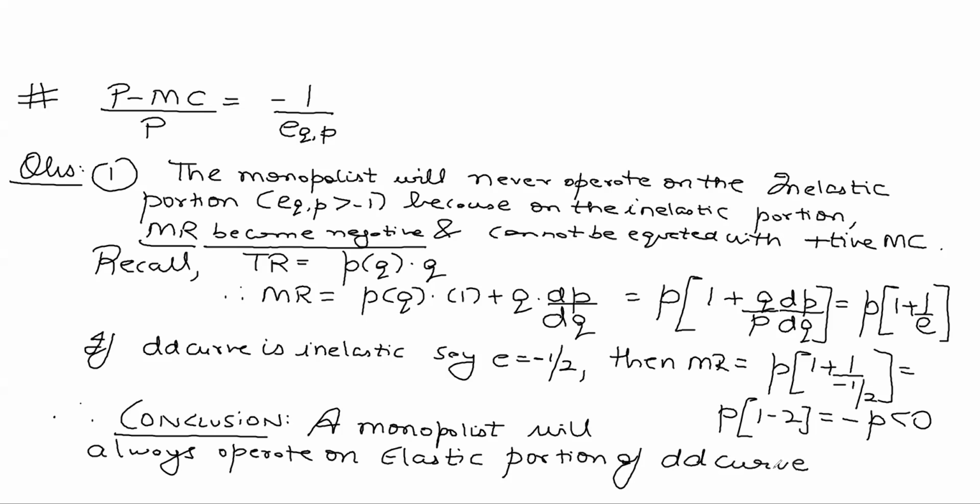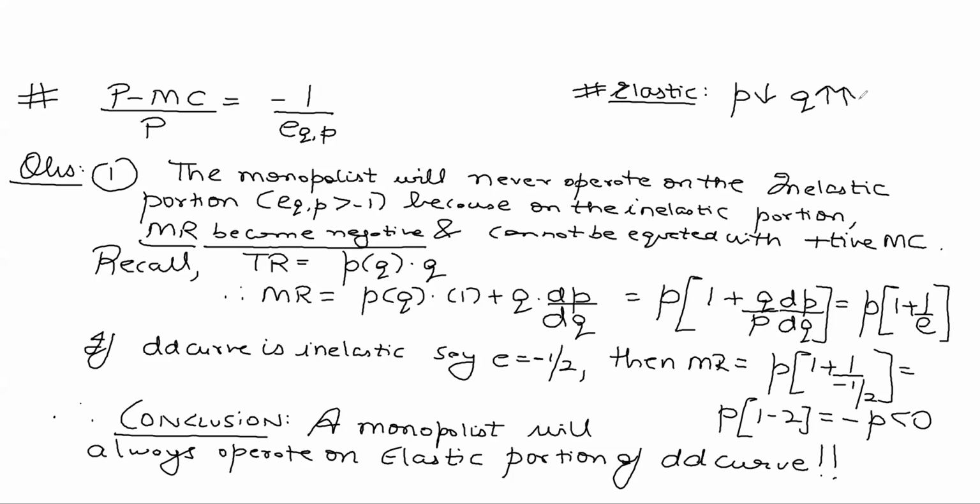A monopolist will always operate on the elastic portion of the demand curve. We had understood this mathematically, and we have understood this logically also. All of us know that if the monopolist plans to sell more output, that is possible only by reducing the price. Now, if the demand is elastic, then a small fall in price will increase quantity demanded by a larger amount.